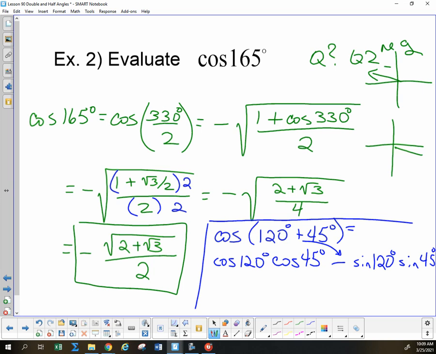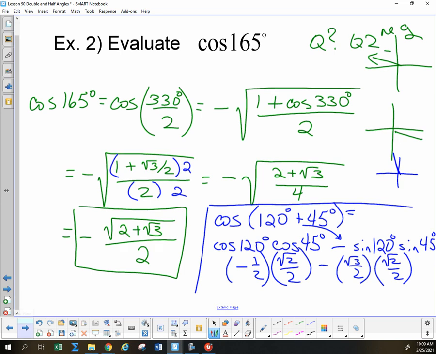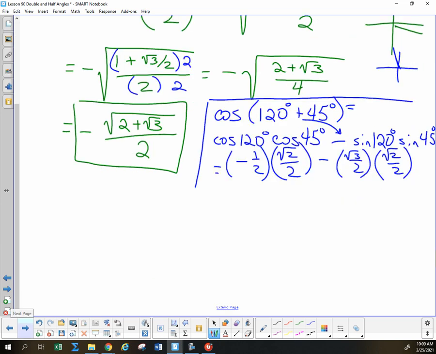And I know all 4 of those. Cosine of, let's see, 120. That's right here. So that cosine is negative a half. Cosine 45 is positive root 2 over 2. Sine of that 120 is positive root 3 over 2. And sine of 45 is positive root 2 over 2. And let's combine some things here. So that, let's see, both of them have 4 now for the denominator. And so I have minus root 2 minus root 6.